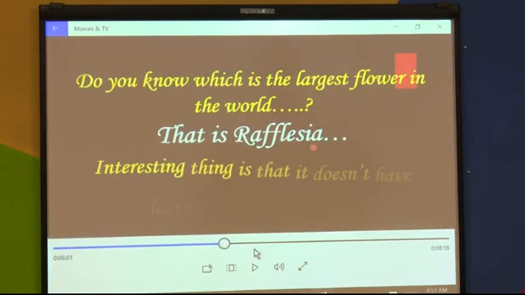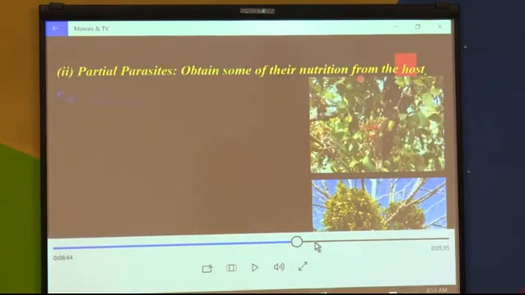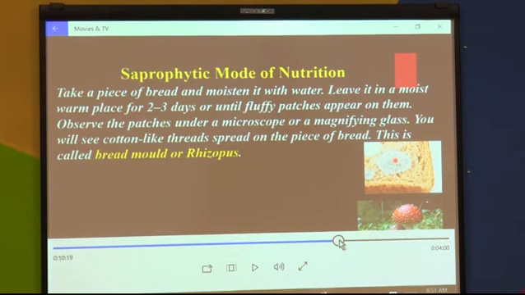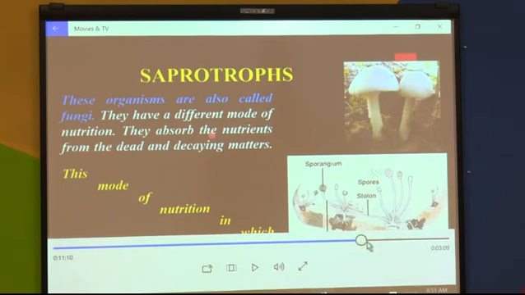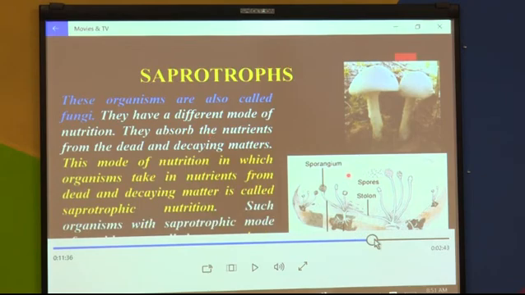After that we discussed the second mode of heterotrophic nutrition, which is the saprophytic mode of nutrition. So what is meant by saprophytic nutrition? These organisms are dependent on other plants, but how are they dependent? They absorb nutrients from dead and decaying matter. So this is the mode of nutrition in which organisms take in nutrients from dead and decaying matter. That is why it is called the saprophytic mode of nutrition, and these organisms are called saprophytes.